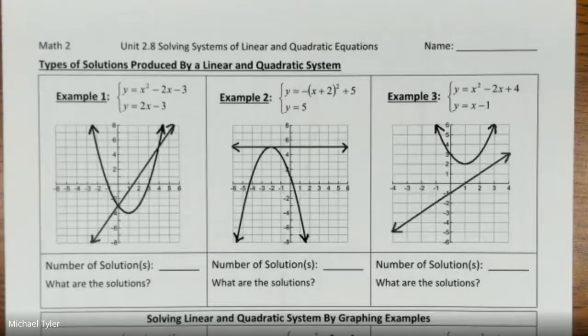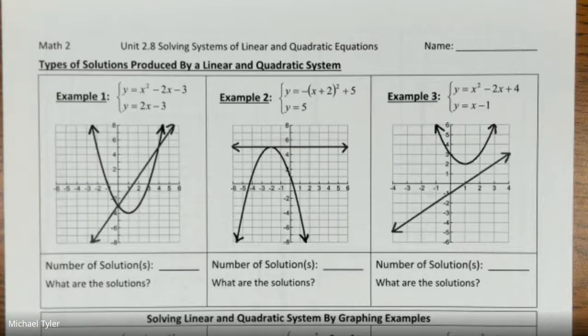Hello everyone, and today's lesson is on systems of nonlinear equations. So we'll talk about linear and quadratic equations, where you have a straight line and a quadratic graph, which could be like a circle or an ellipse. An ellipse is kind of like an egg or an oval, or a parabola or something like that. And then we'll talk about when you have two quadratics.